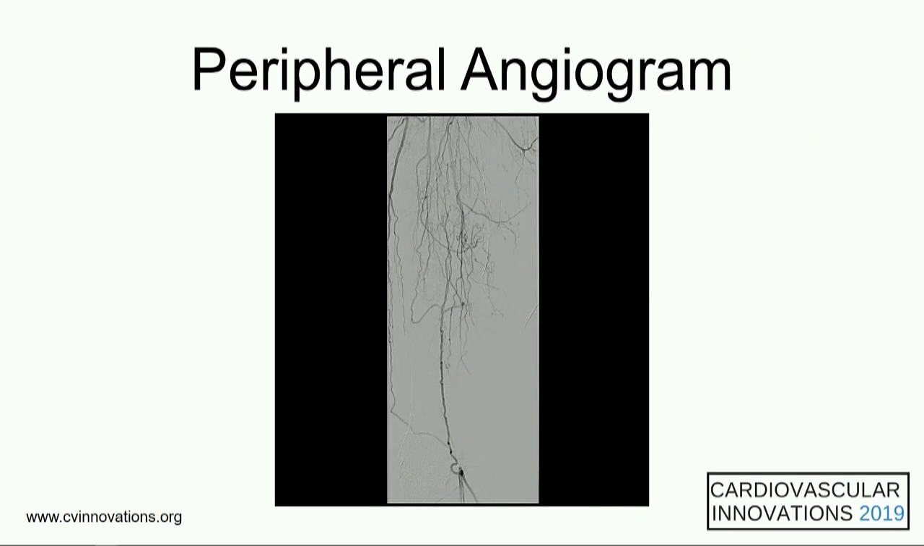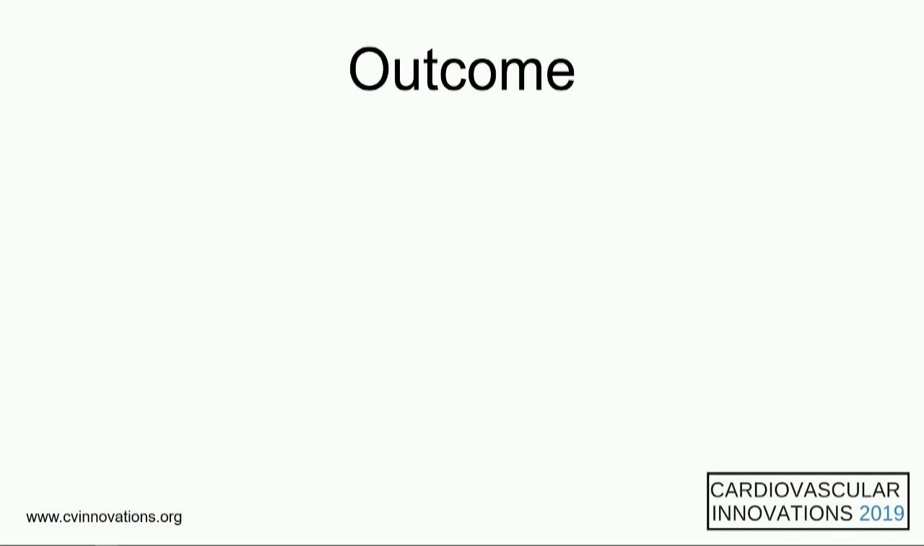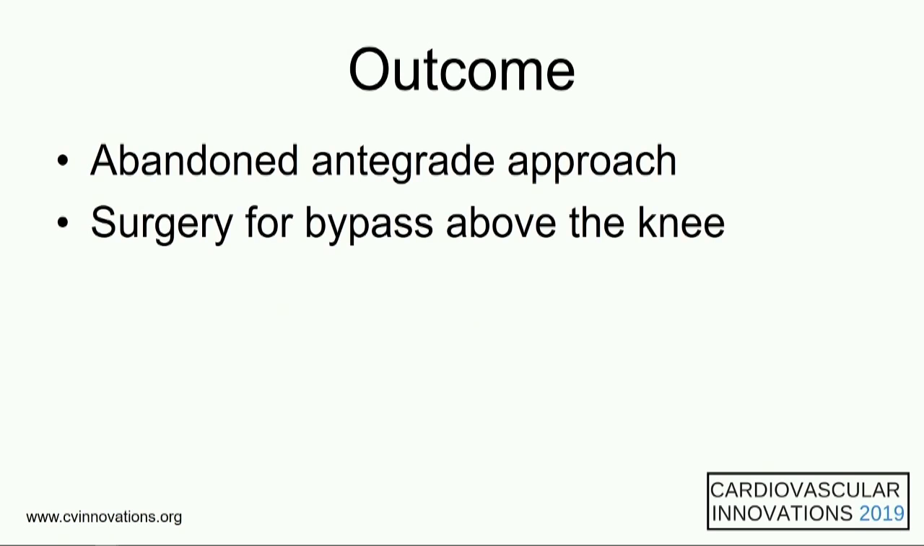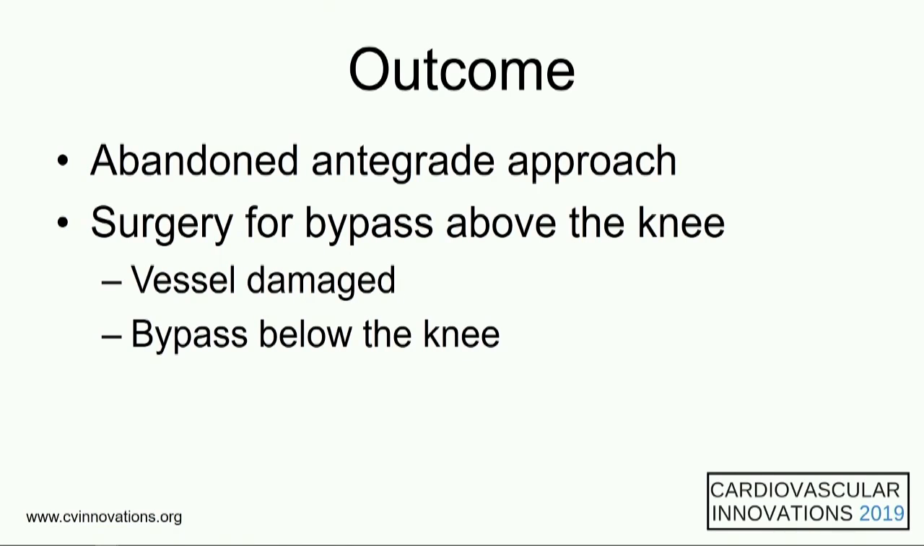This is one of those that it gets so close it hurts. See right there. Let it run one more time. All with a V18 wire, all with a support catheter. So at this point, they abandoned the endovascular approach. They took the patient to surgery for bypass above the knee. The vessel was damaged. So we got a bypass below the knee.